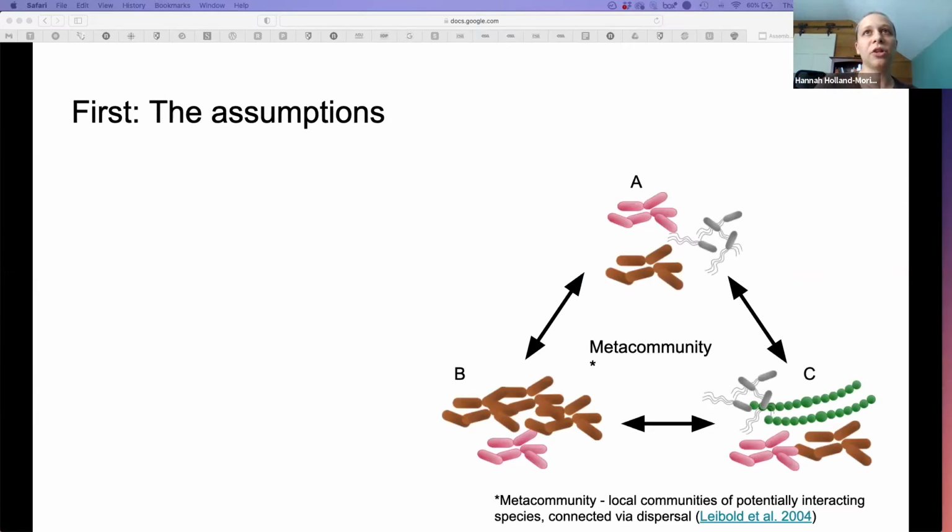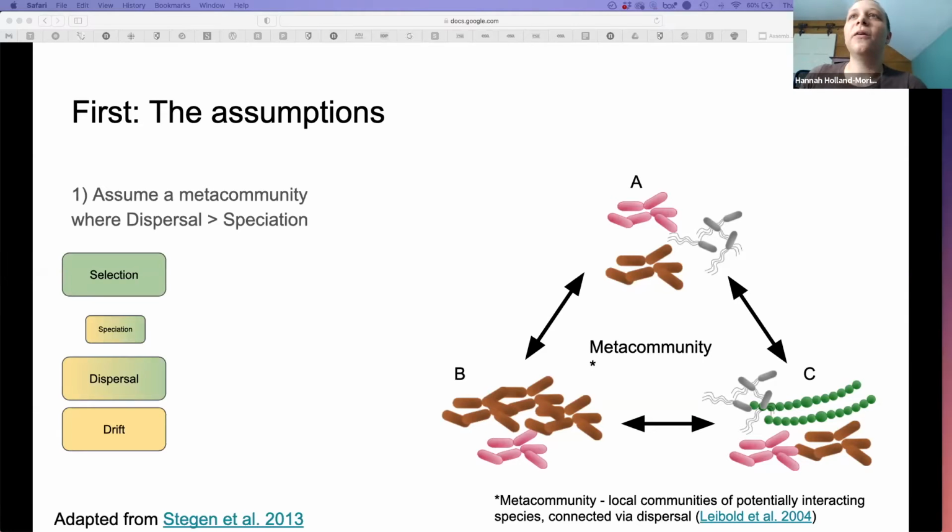I just want to take a step back and think about the assumptions of this technique, because there are a lot of assumptions, and I think one opportunity we have in eMERGE is actually to test some of these assumptions. This technique was developed with 16S amplicon sequencing, and now we're applying it with metagenomes, which is really great because we can start to ask some questions about these assumptions. So the first assumption, next slide, please, thank you, is that you assume a metacommunity.